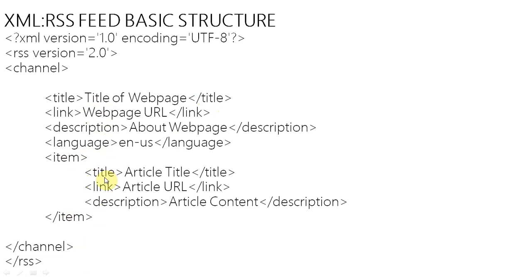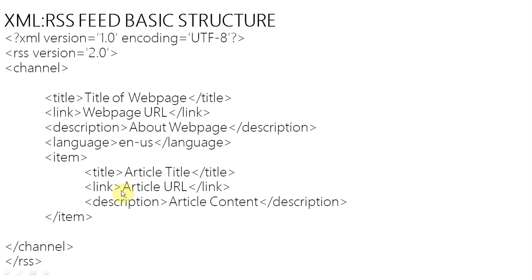So inside item we have title, link, and description. Also we are writing the article content. So title of the article: we have different articles on this web page. First of all, we have written the web page title, but this title is the title of an article. Inside any web page we can have multiple articles.